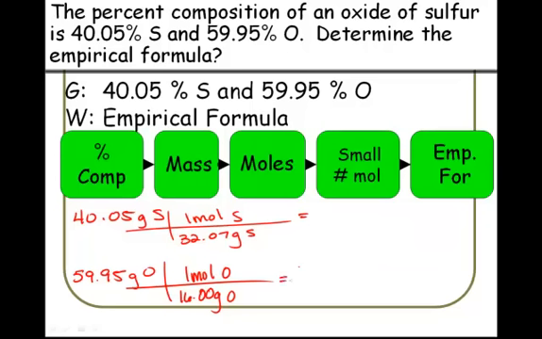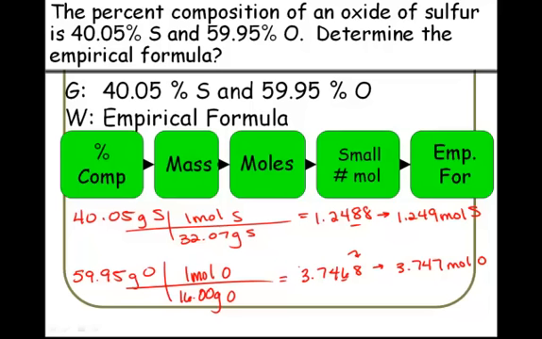So now we calculate the number of moles that are present. We take 40.05 divided by 32.07, and we get 1.2488. Rounded to 4 significant figures, we have 1.249 moles of sulfur. We then take our 59.95 grams of oxygen divided by 16, and we get 3.7468. Rounding again to 4 significant figures, we have 3.747 moles of oxygen. So we've taken our percent composition and converted it to mass, converted our mass to moles, and our next step is to divide by the smallest number of moles.